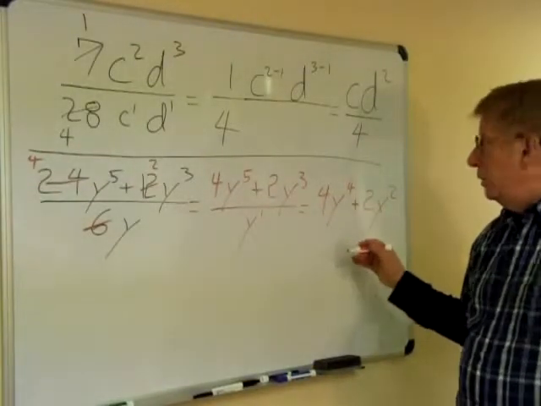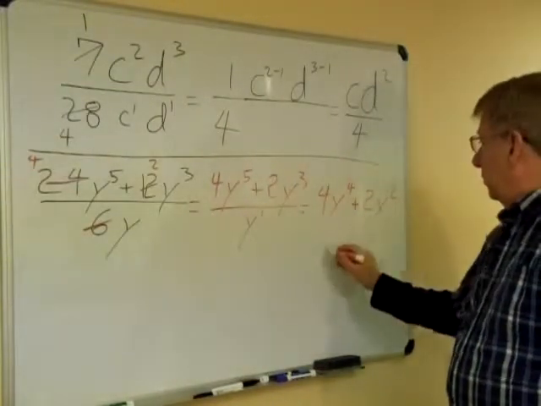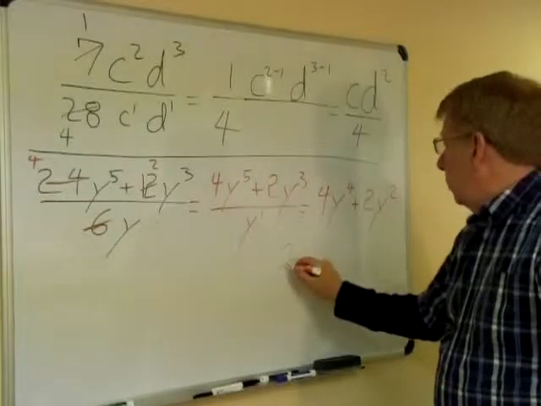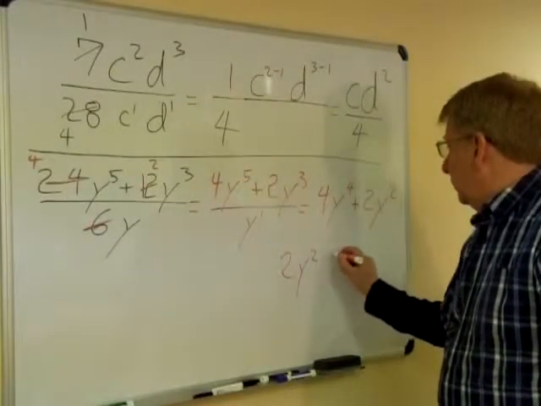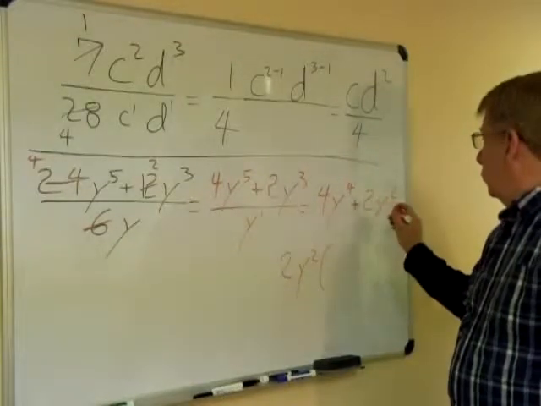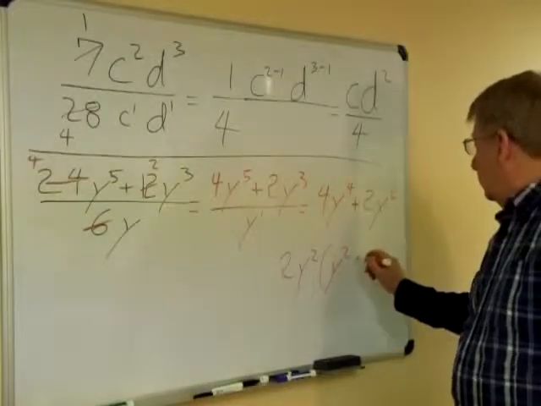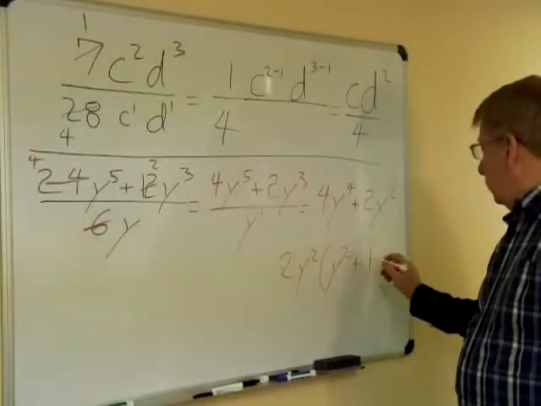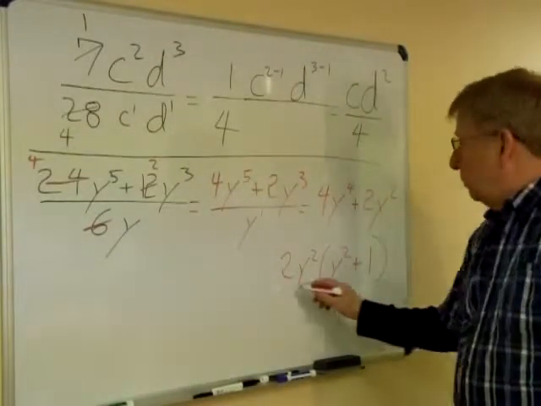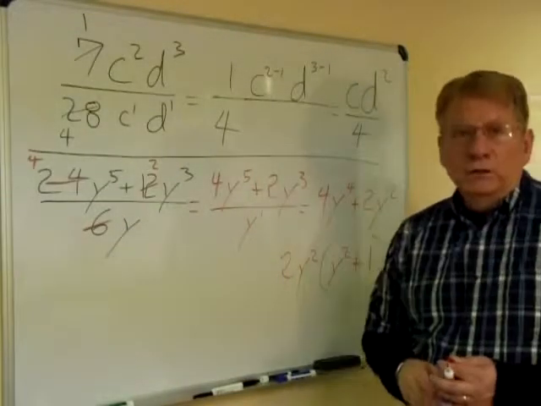We could factor it more. We have a 2y squared in each term, so we could take out 2y squared, like greatest common factor. 4y to the 4th divided by 2y squared leaves us with 2y squared, and 2y squared divided by 2y squared leaves us with 1. So that would be factored out. And let's try one more.